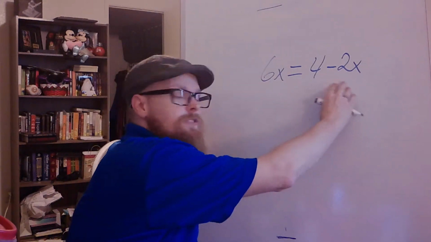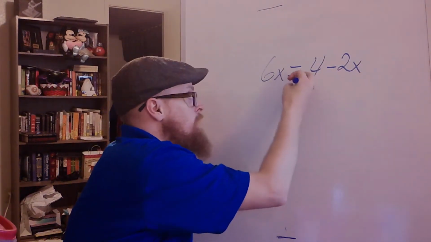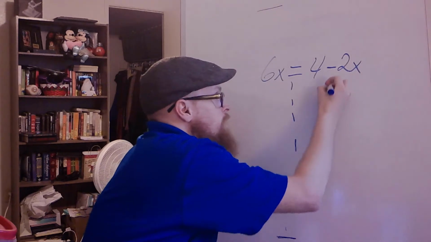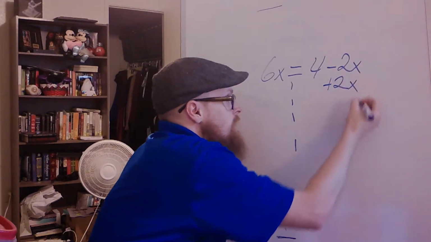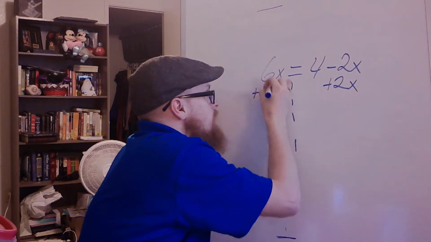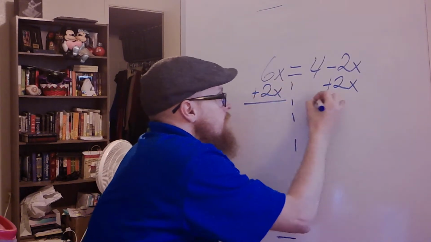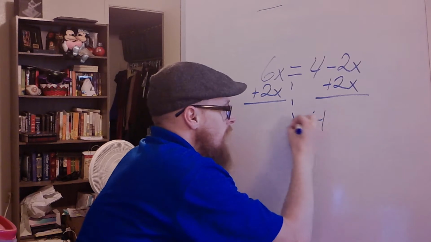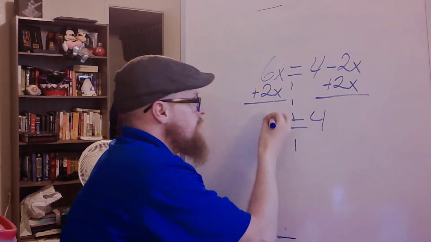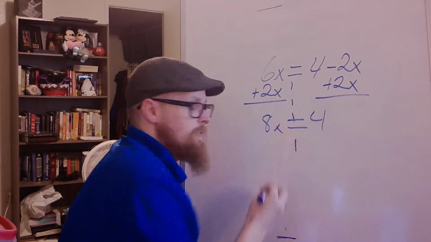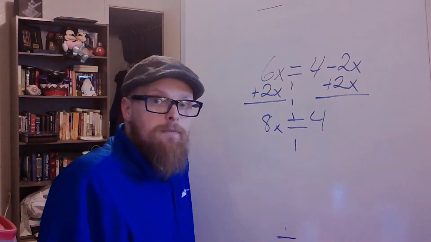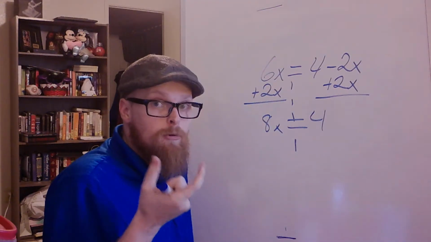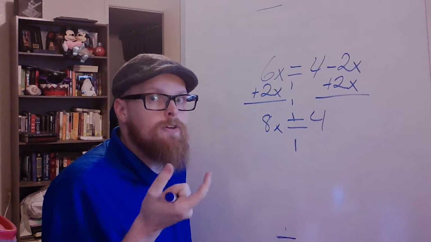So this has minus 2x. So I do the opposite. Plus 2x. Plus 2x. Okay? 2 minus 2 is always 0, so I'm going to be left with 4 on this side. 6 plus 2 is 8x. Okay? They're stuck together. That number and that variable, they are one piece until you divide.